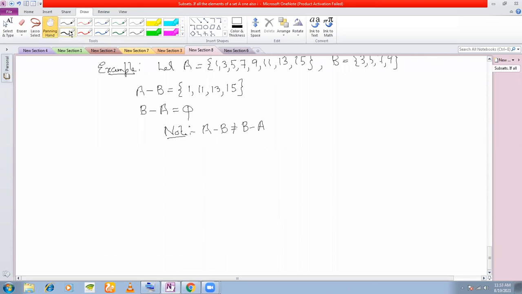Now, how do we represent this by Venn diagrams? Overlapping sets, obviously. Whatever Venn diagrams I've shown you for overlapping sets, because that you'll be using.